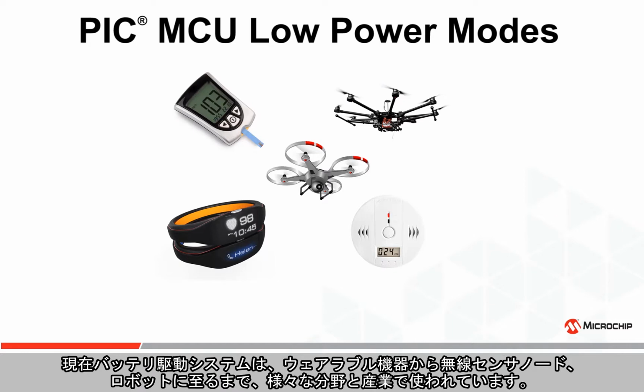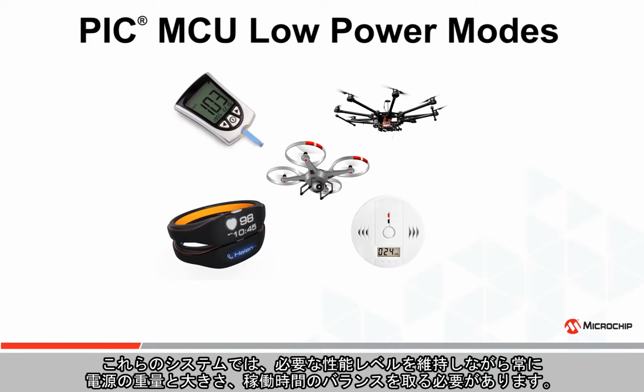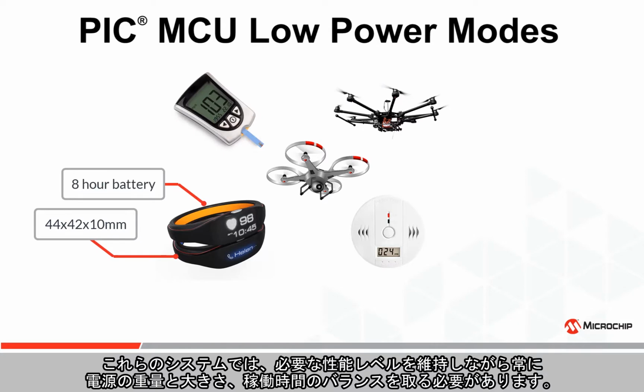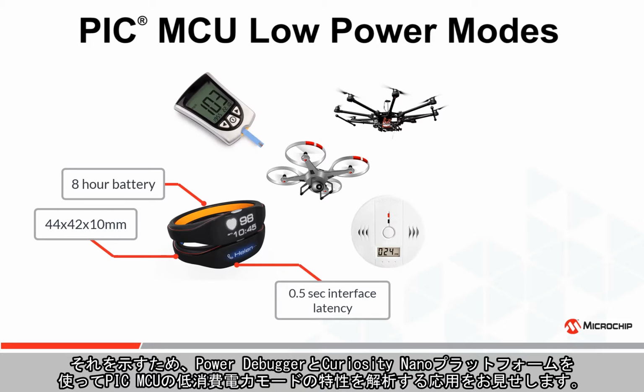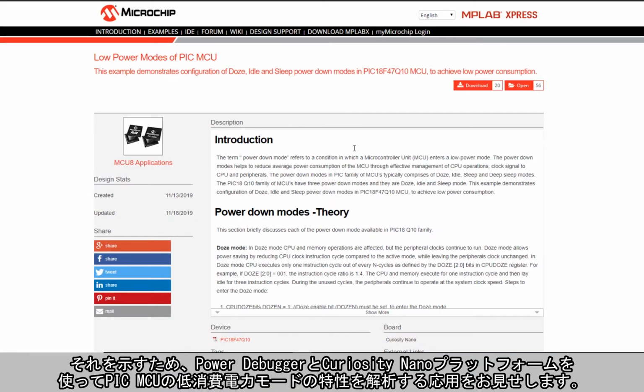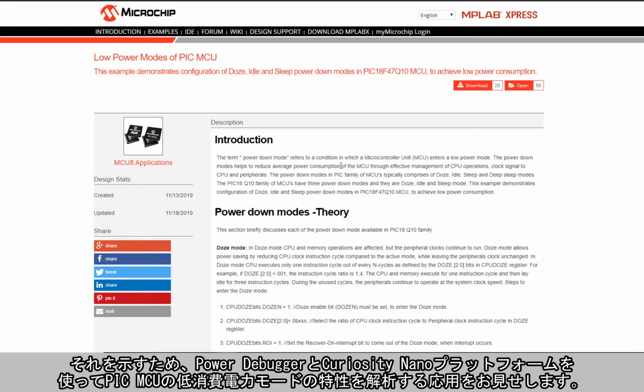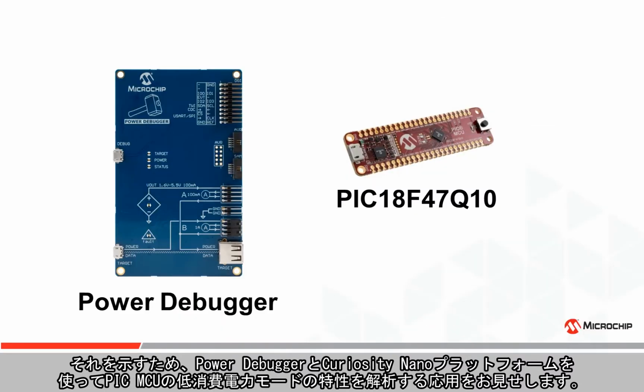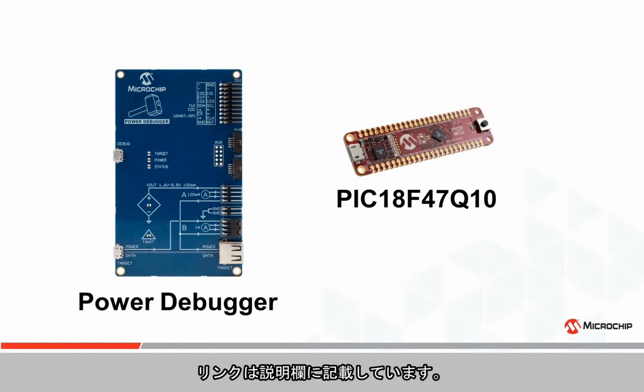Now, battery operated systems span a variety of fields and industries, ranging from wearables to wireless sensor nodes to robotics. These systems will always have to balance an acceptable amount of weight or space permitted for a power source and the amount of time a device needs to operate while still maintaining an acceptable level of performance. To demonstrate this, we are going to look at an application linked in the description and shown here that uses the Power Debugger and Curiosity Nano platform to analyze the performance and power consumption characteristics of different types of low power modes on PIC microcontrollers.